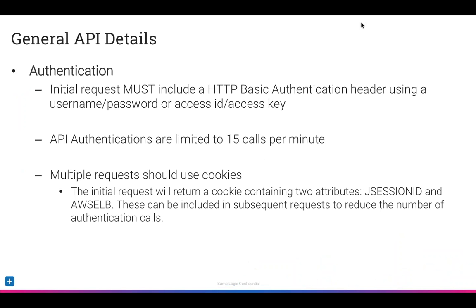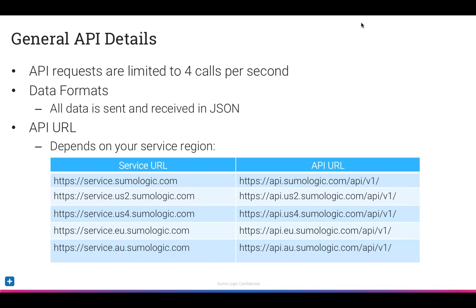When you make your initial request, it's going to return a cookie containing two attributes, the JSession ID and the AWS ELB. These can then be included in subsequent requests, which is going to reduce your number of authentication calls. Some more details. API requests in general are limited to 4 calls per second. All data is sent and received in JSON. And what URL you're going to use depends on your service region. So here's a table to identify your API URL and what service URL that would map to.